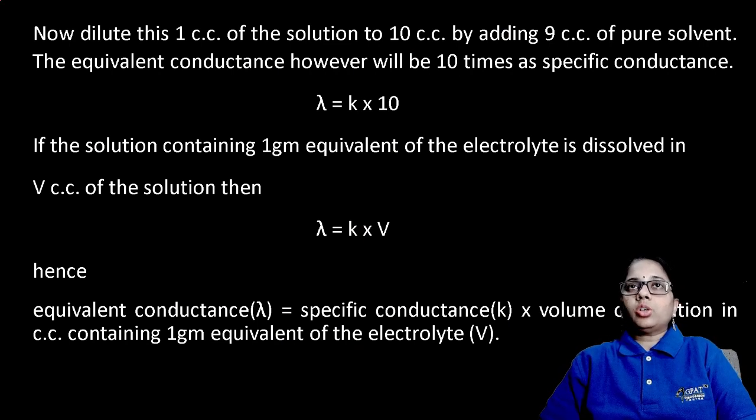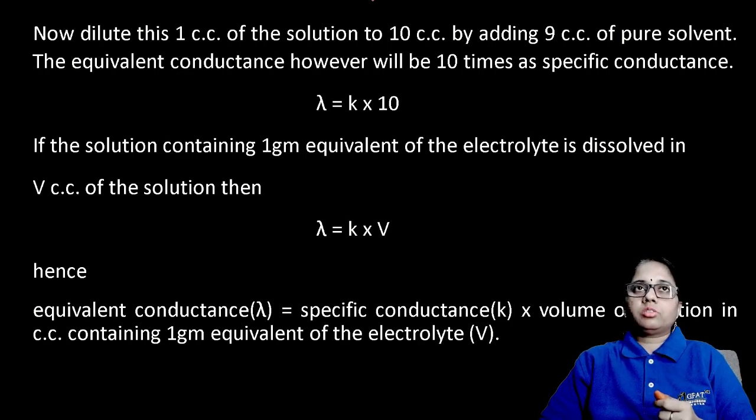Dilute this 1 cc of the solution. That means 1 ml of the solution can be diluted to 10 ml by adding 9 ml of the pure solvent. So here what we have written is 1 cc of the solution to 10 cc of the solution by adding 9 cc of the pure solvent. So the equivalent conductance, however, will be 10 times the specific conductance, which they have represented as lambda equal to K into 10.